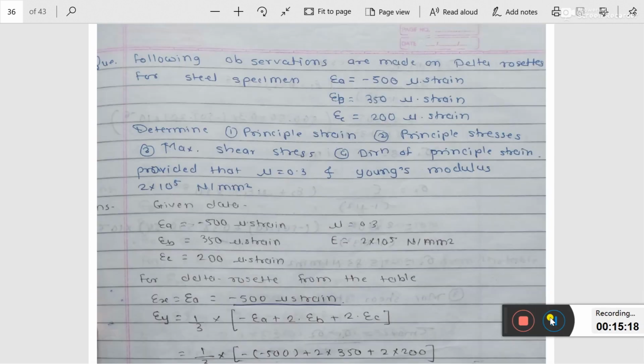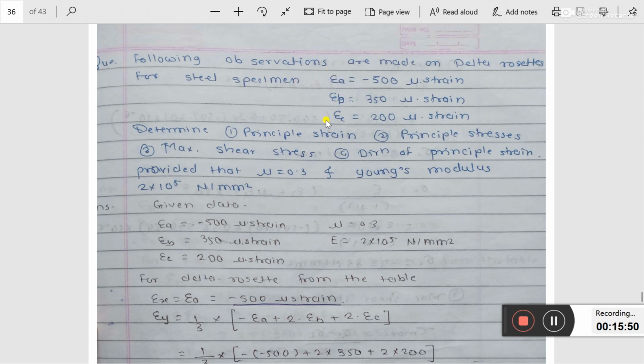Now, one more problem we'll discuss based on the strain gauge rosette. I will read the statement first. The following observations are made on a delta rosette for the steel specimen. In the delta rosette, as we know, it is also called an equiangular rosette. The last problem we discussed is also based on the equiangular or delta rosette. As per the configuration of the delta rosette, only three strain gauges are there.